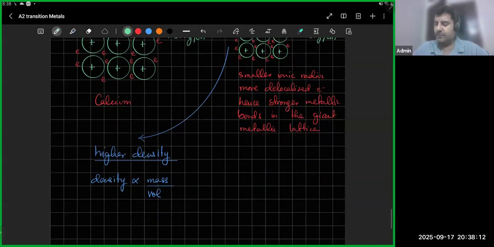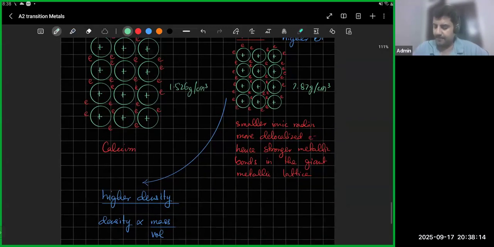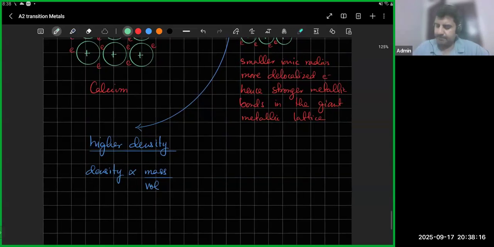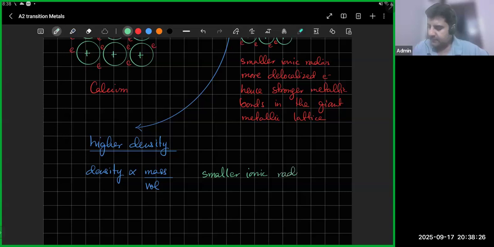Because there are a number of contributing factors why the density is higher. So the number one is, well, they've got smaller ionic radius, so that you can pack more of them in a much smaller space. So more atoms slash ions can be packed together.